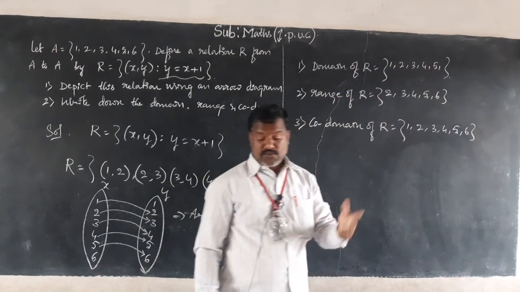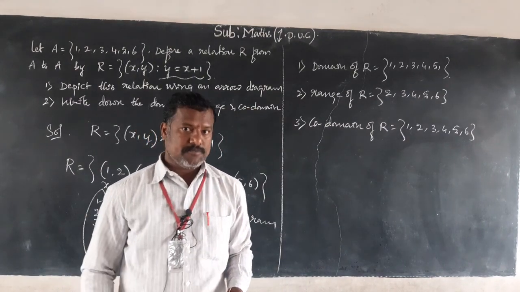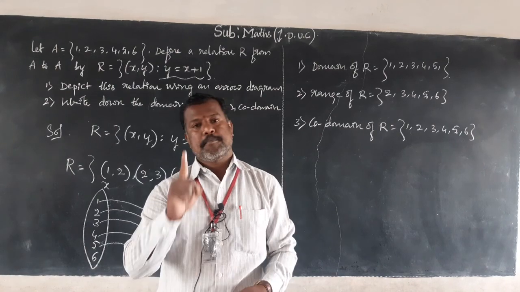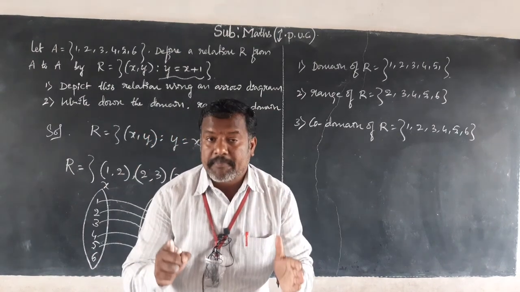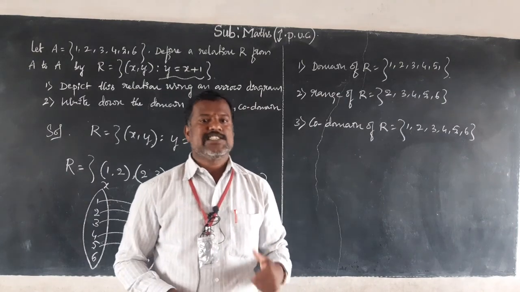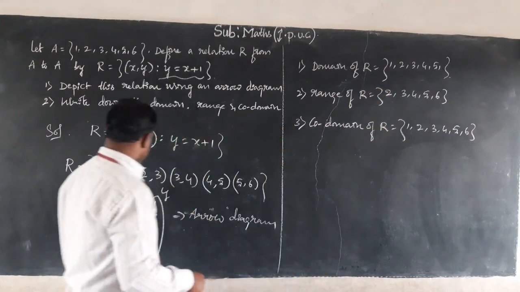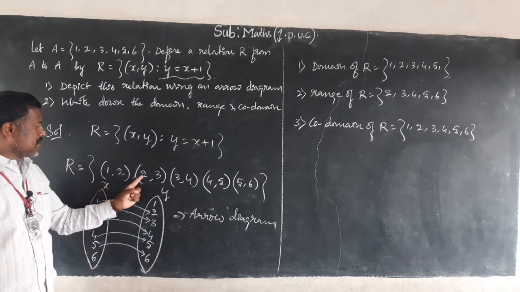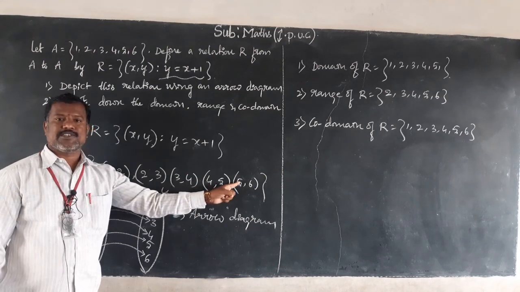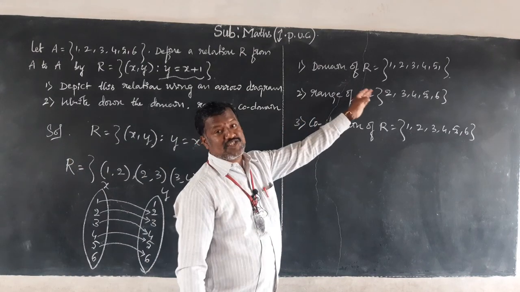Also by using the definition, what do we mean by domain? In a relation capital R, the ordered pair first elements are called the domain of R, that is 1, 2, 3, 4, 5. See children, in a relation capital R, the ordered pair first elements are nothing but the domain of R. Next we should go for the range of R.